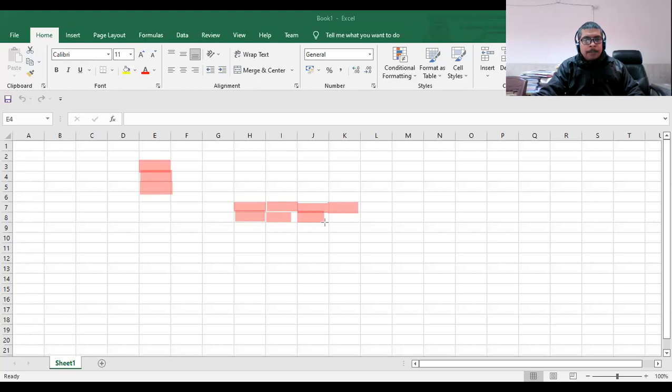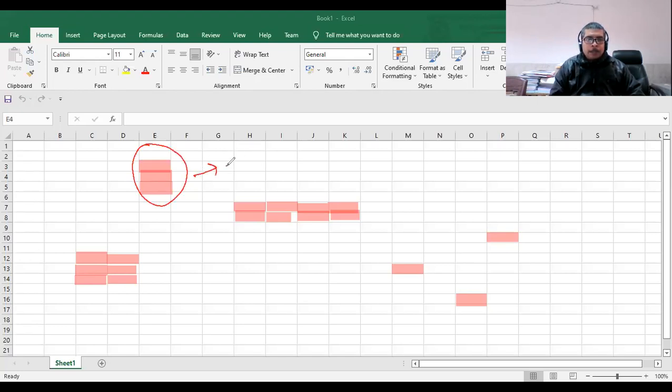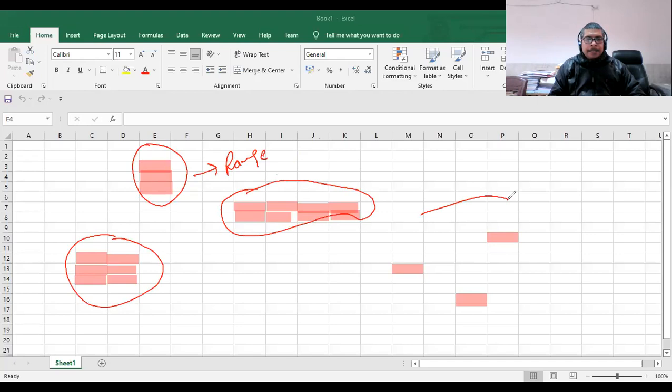This is called continuous. You can see this is one range, this is another range. I am drawing some of the ranges. So a range is a collection of cells. You can see here the collection of continuous cells. This is a range of cells. Range हम सिर्फ कहेंगे range. This is also one range, and this is also one range.